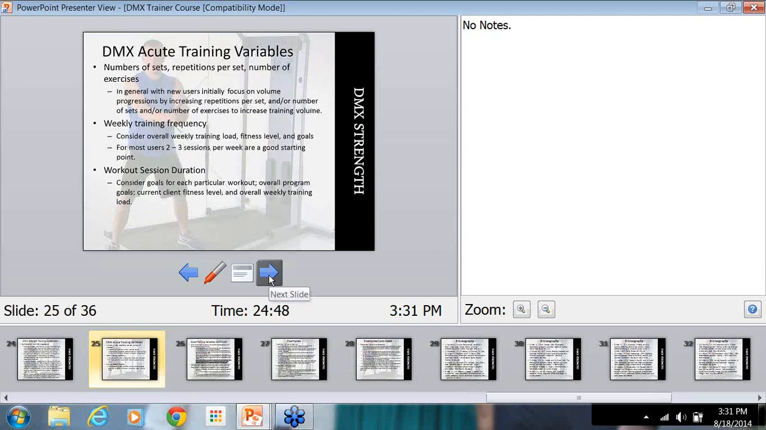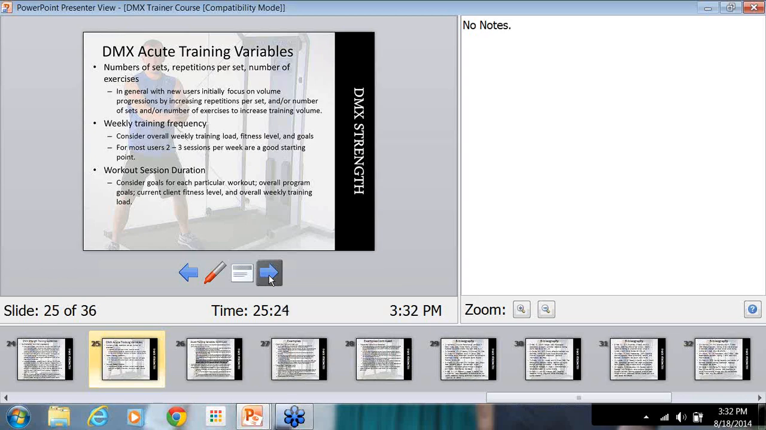So what are the acute training variables when we're using DMX as a strength training system? Your standard variables that we use, obviously number of sets. How many sets? How many repetitions per set? And the number of exercises. In general, with new users, just like with any new user on any modality, we want to initially focus on volume progressions. What does that mean? Focus on progressing by increasing, doing more repetitions, and or more sets, and or more exercises. So we're increasing the training volume till we get it where we want it to be.